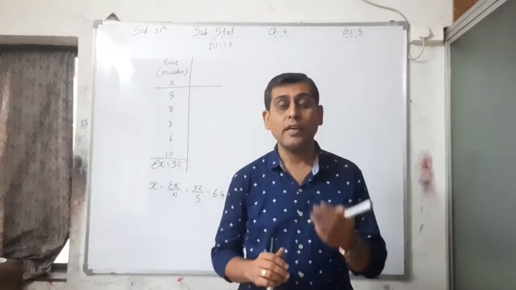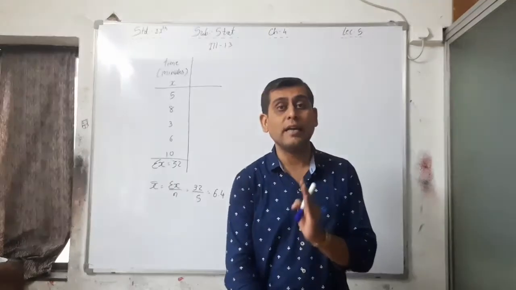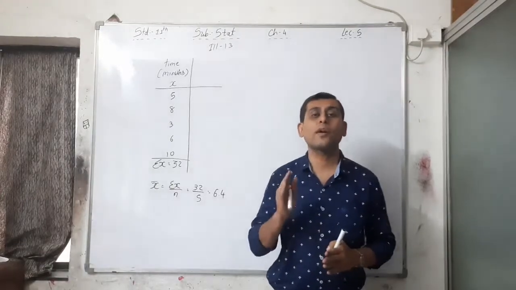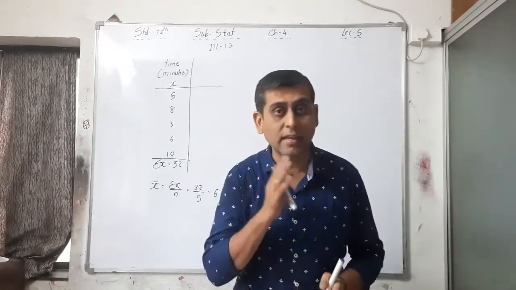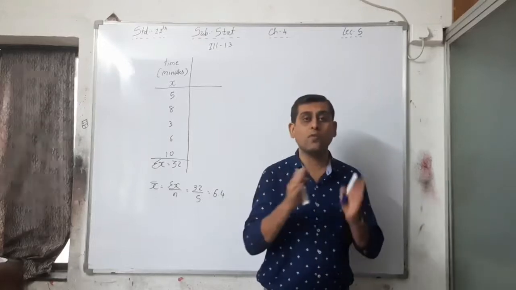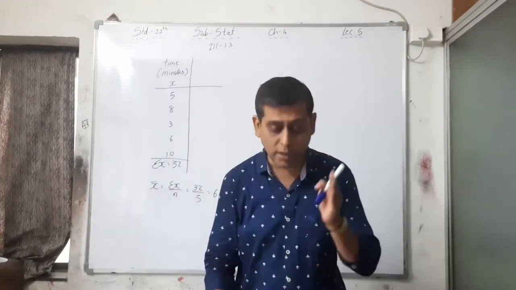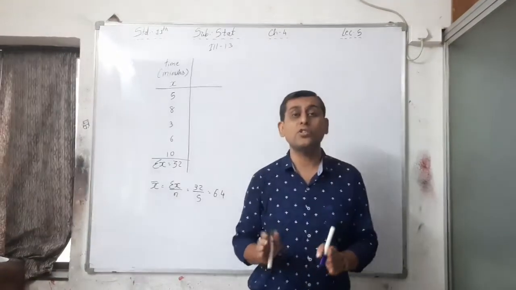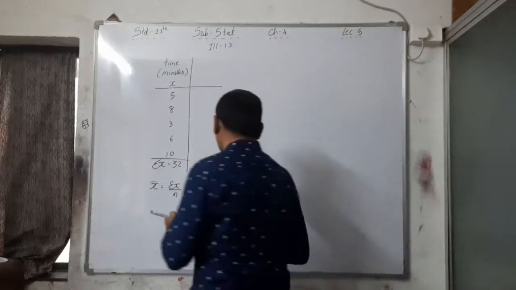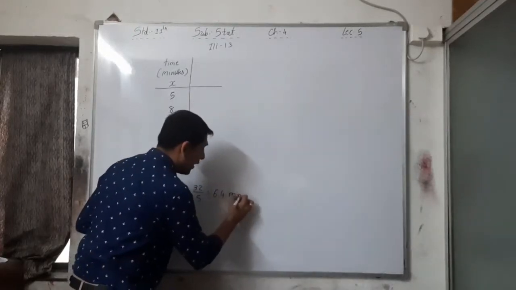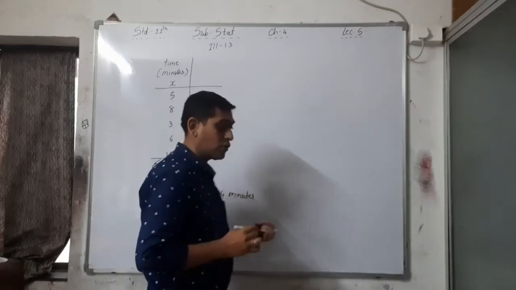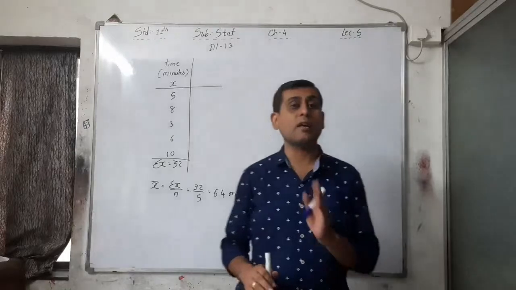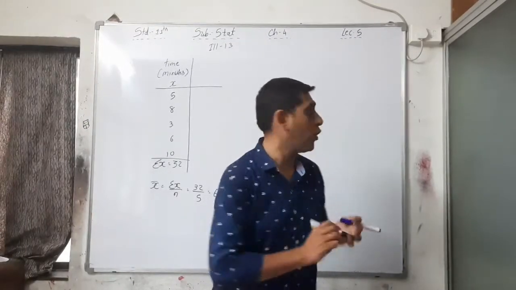In example number 12, x bar was an integer, that's why we took sigma x minus x bar whole square upon n for the variance, and then the square root of this for standard deviation. In illustration number 12 the x bar is 50, that is an integer, but here x bar is not an integer. Here x bar is a fraction, 6.4 minutes. So here we have to take the second formula.